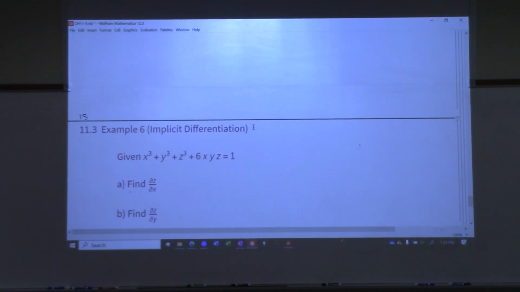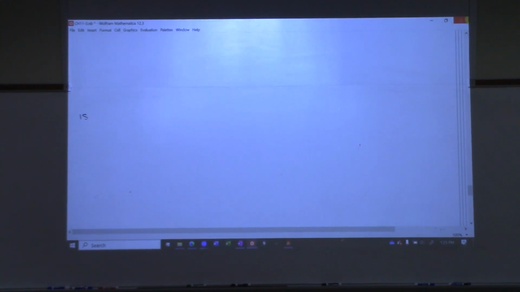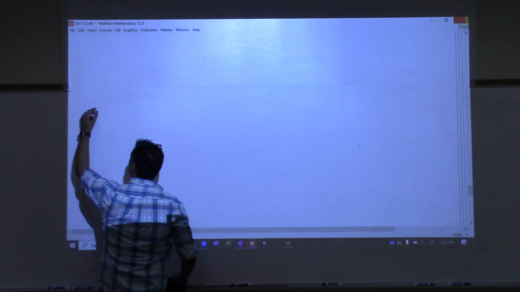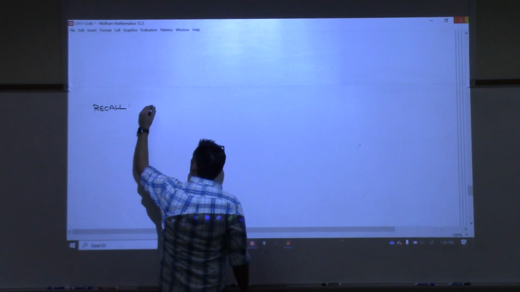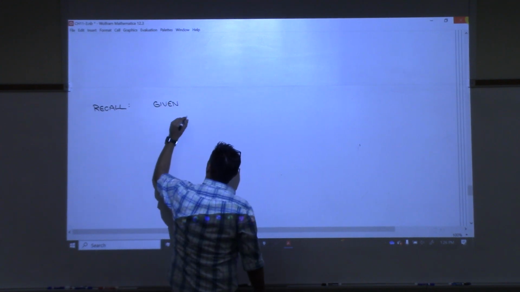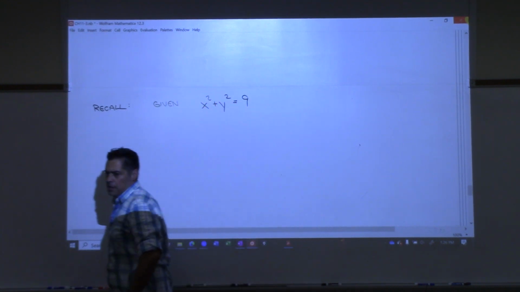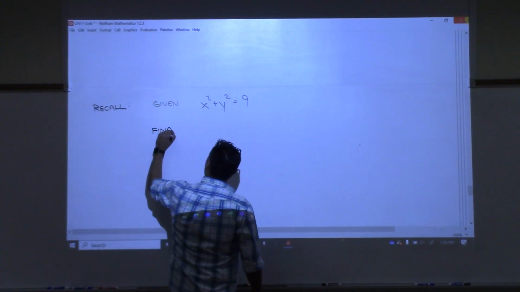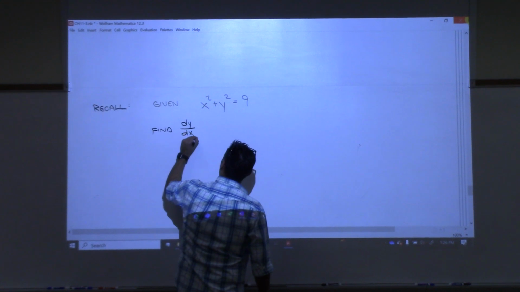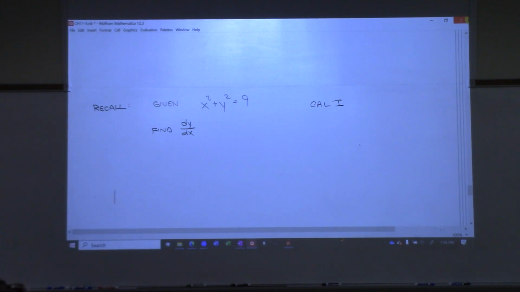All right, before we do this, I wanted to remind you of implicit differentiation from Cal 1. So recall, let's say you're given something like x squared plus y squared equals 9. You're given an equation that has x and y in it, and you're asked to find, let's say, dy/dx. So I'm going to put over here, this is Cal 1. This is where you would have seen this.